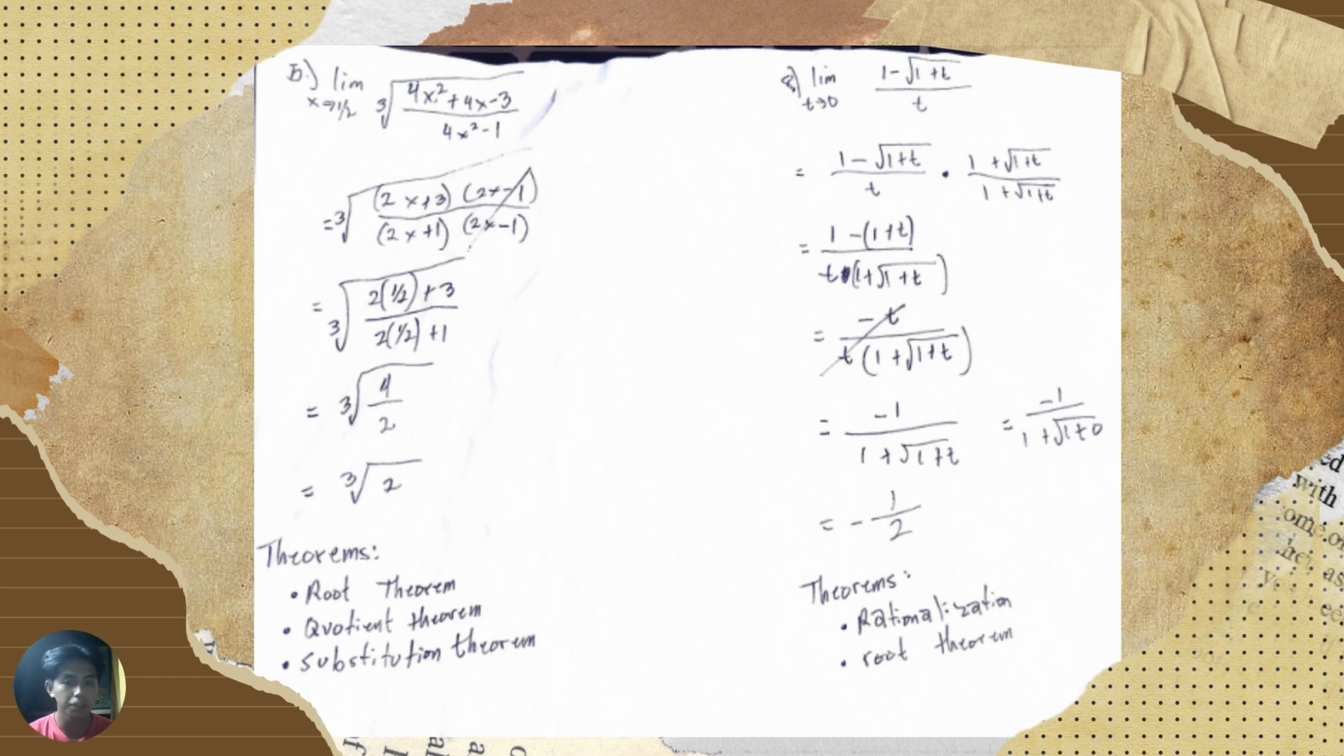So the theorems that we use here in number 5 are the root theorem, the quotient theorem, and the substitution theorem. And then let's proceed to number 8, which is the limit of x plus the square root of 1 plus t over t as t approaches 0.